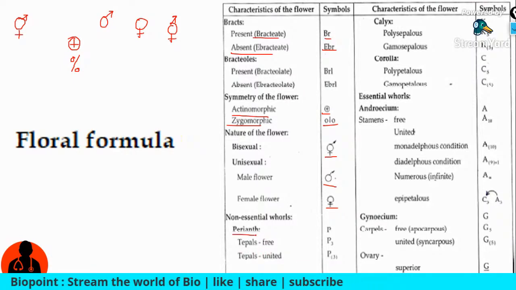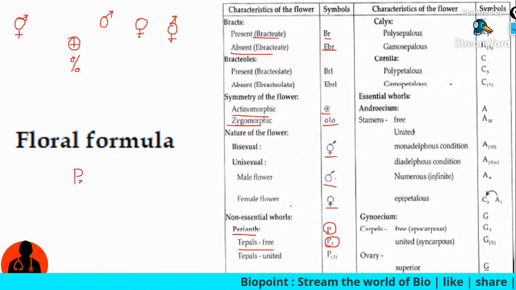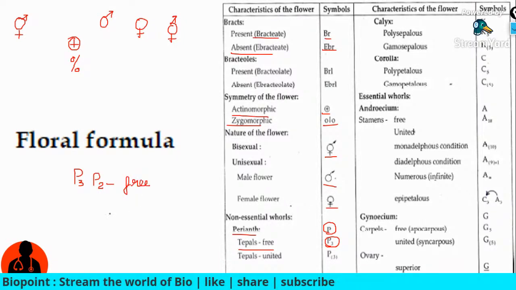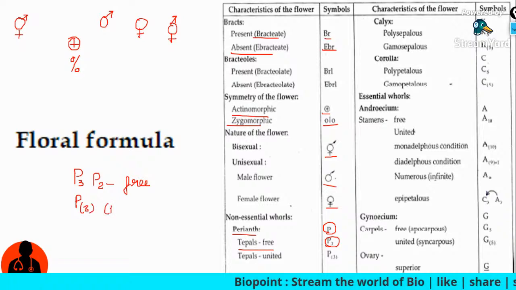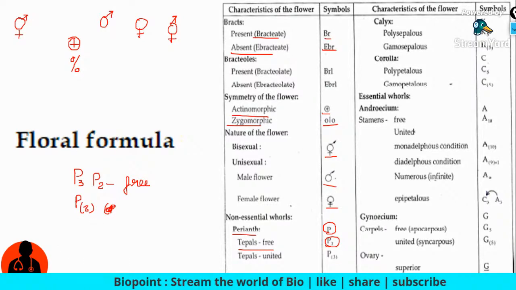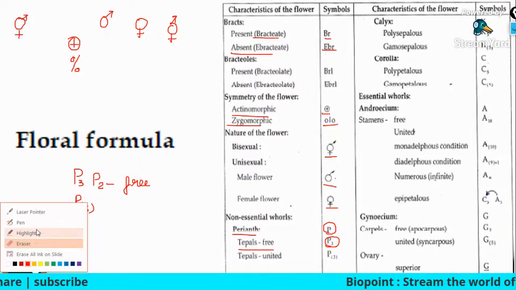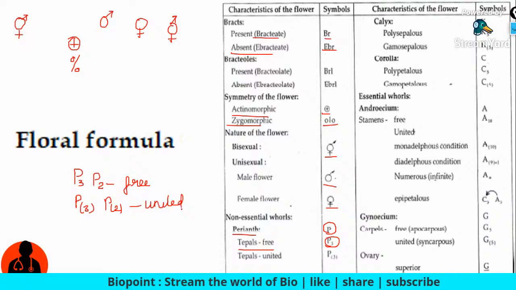Tepals. Perianth is denoted by the letter P. If the tepals are free, then P3, or whichever the number is, you have to write it as P3 or P2. Simply, if they are free, no need to put brackets. But if they are fused, you have to put them in a bracket. P3. Sorry, I thought I was writing with a pen. P2 if it is united or fused. Clear?